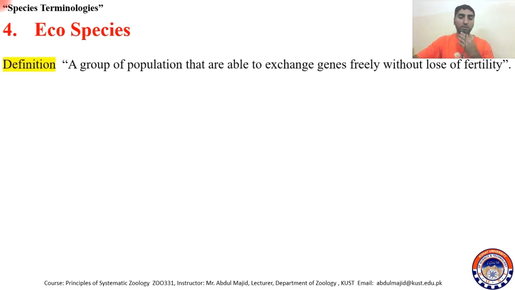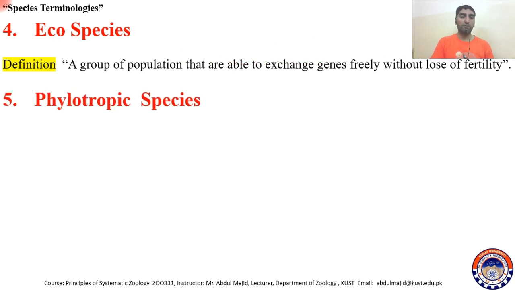Then there is another thing, the ecospecies. An ecospecies is again very simple: a group of populations that are able to exchange genes freely without loss of fertility. For example, a group of populations which are interbreeding with each other, exchanging genes freely without loss of fertility, meaning they are producing fertile offspring.